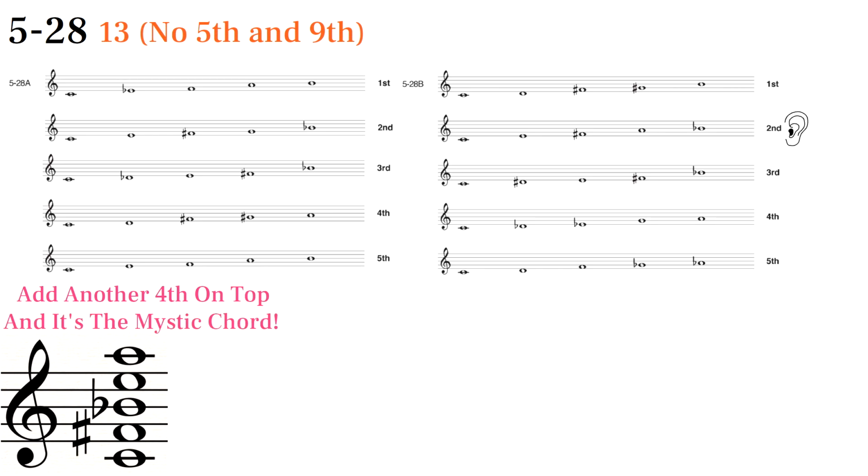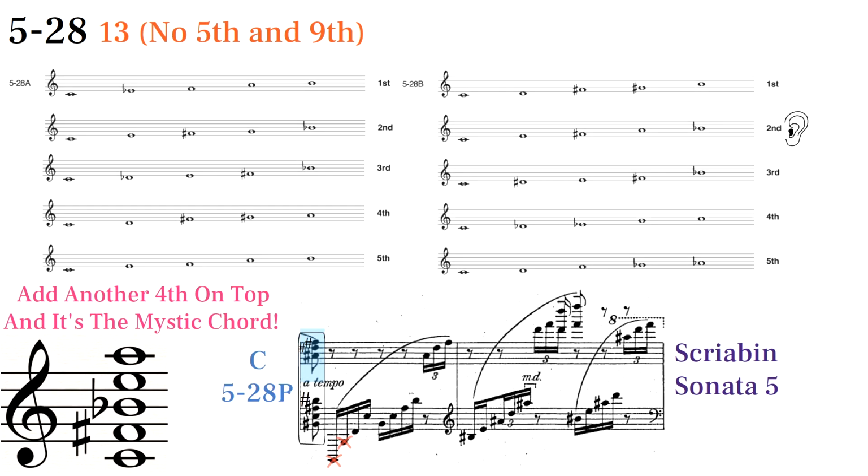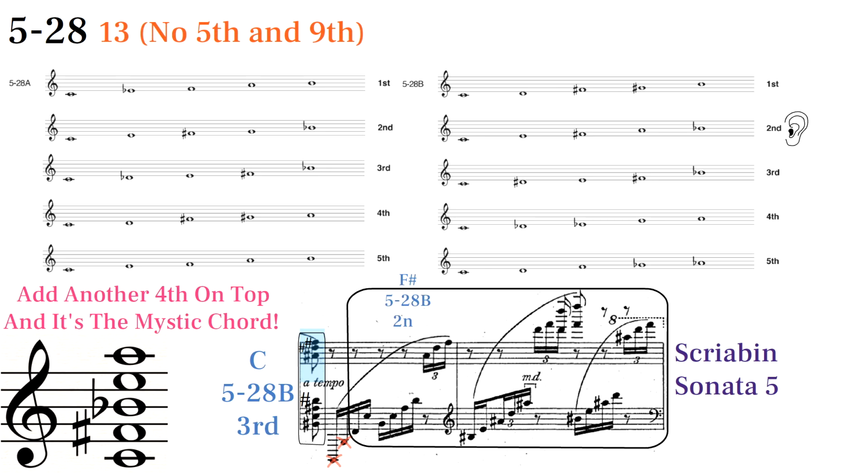Here's one of my favorite uses of 5/28 in Scriabin's 5th sonata, where he first pioneers this harmony. In the development section, he shows off 5/28 with a pedal B in the bass that I'm going to omit, making this the 2nd mode of 5/28B.